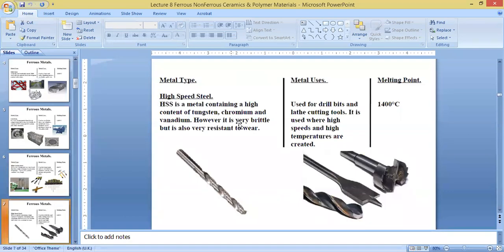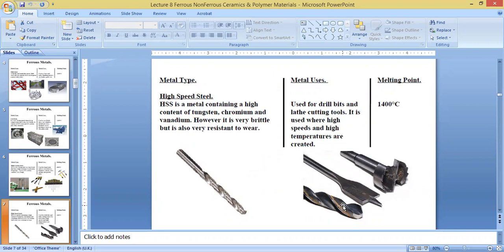Now we come to high speed steel, HSS. It's a metal containing a high content of tungsten, chromium, and vanadium. However, it is very brittle and also very resistant to wear. It's quite brittle, meaning it's best used in compression.